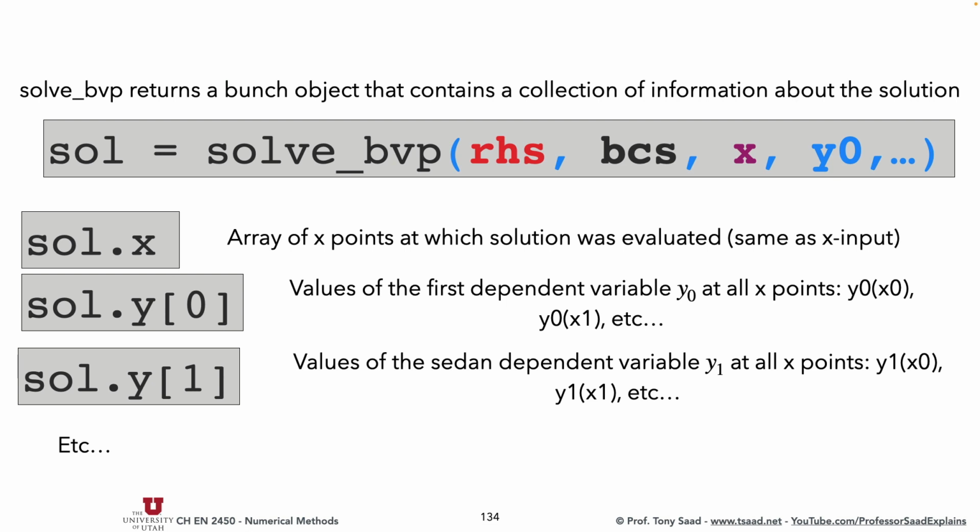I called it sol. And so here's what, from the documentation of Python, I don't know what is going on with those people, but it says it returns a bunch object. So apparently now the word bunch is a programming concept. You know, I could understand tuple or array, but now bunch is also a programming concept according to Python people. That's literally what the documentation says on SciPy, that solve BVP returns a bunch object that contains a collection of information about the solution.